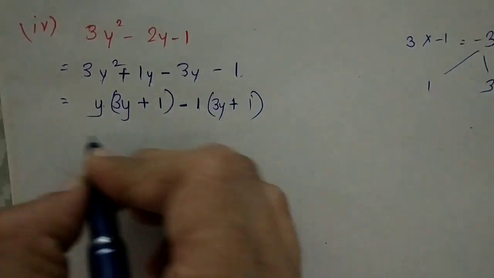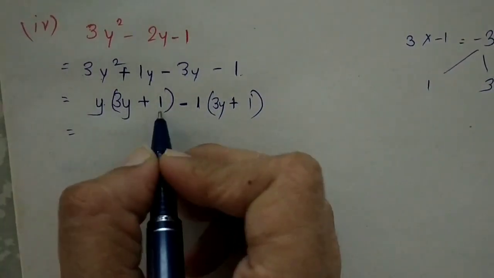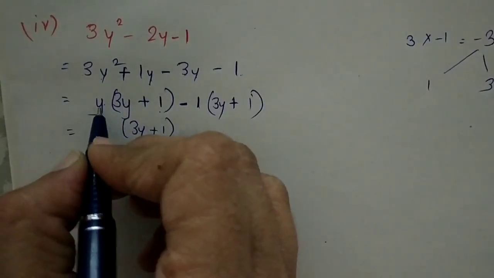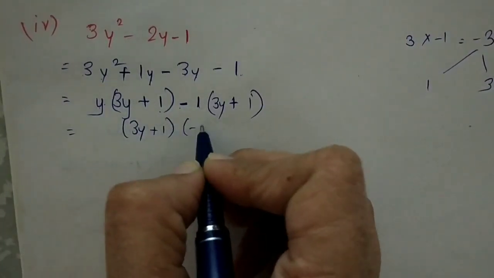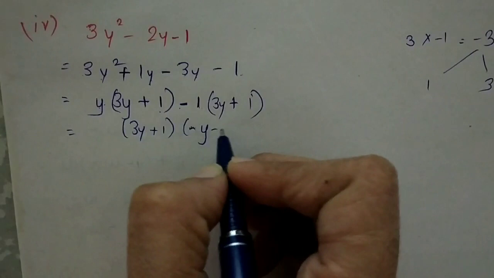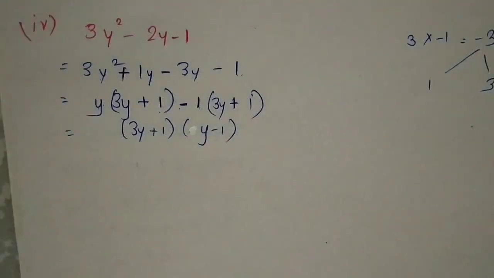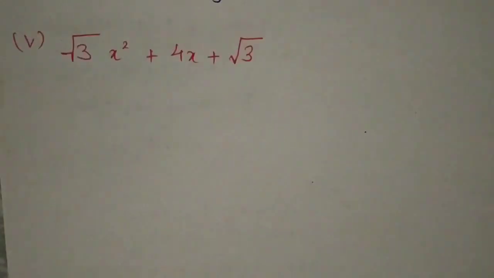3y plus 1. So you write down the first bracket as 3y plus 1, which you are getting common in both, and the other will be y minus 1. Y minus 1. Okay. Next sum, root 3x square plus 4x plus root 3.